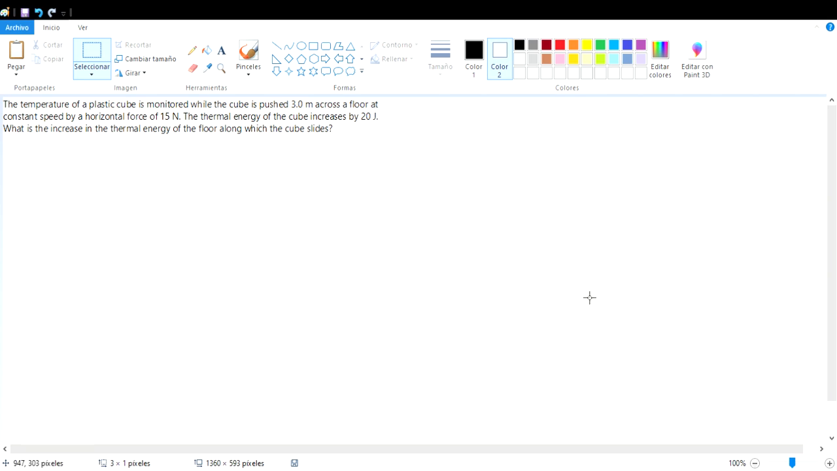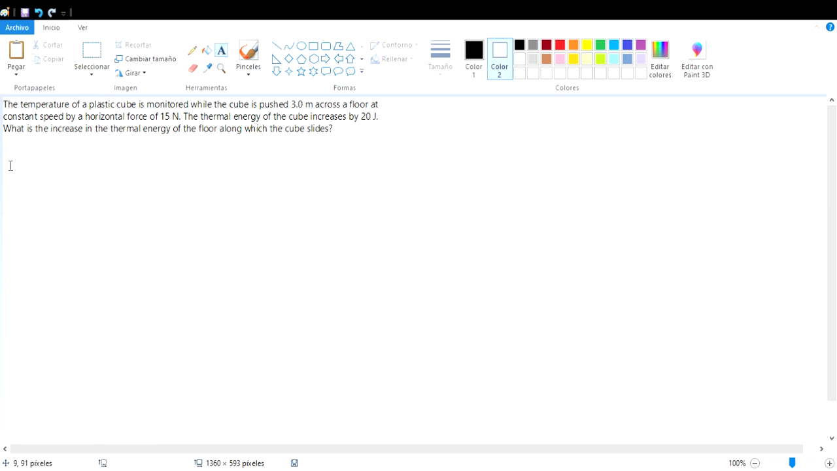For unit 3, I picked problem 73, which states that the temperature of a plastic cube is monitored while the cube is pushed 3 meters across a floor at a constant speed by a horizontal force of 15 newtons. The thermal energy of the cube increases by 20 joules. What is the increase in the thermal energy of the floor along which the cube slides?